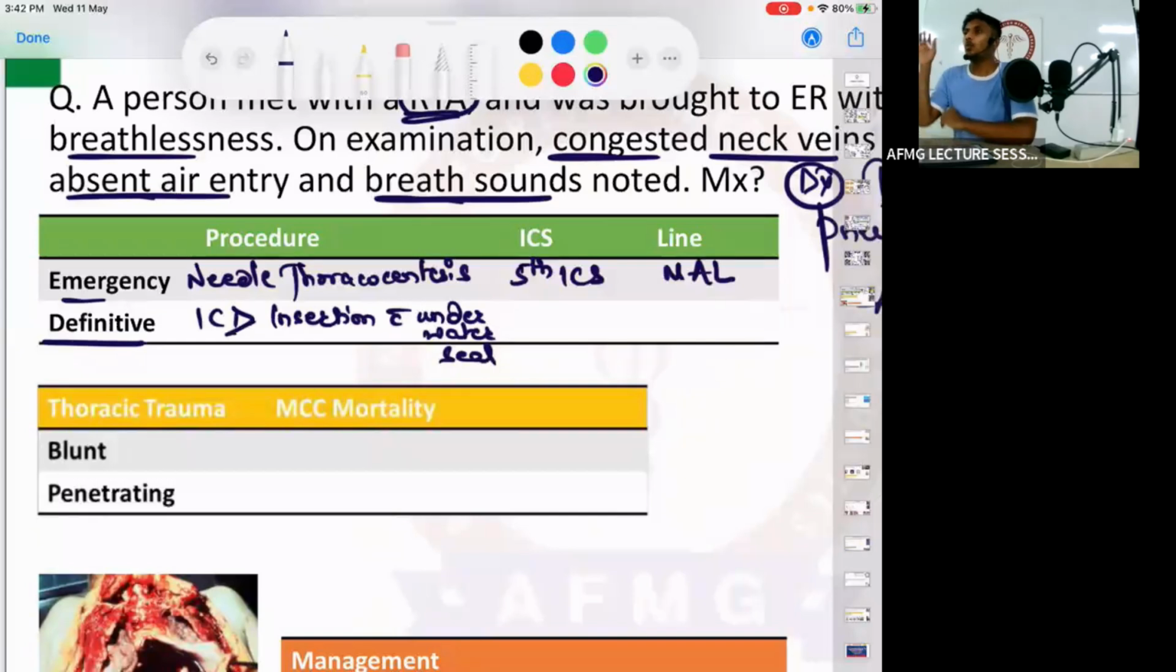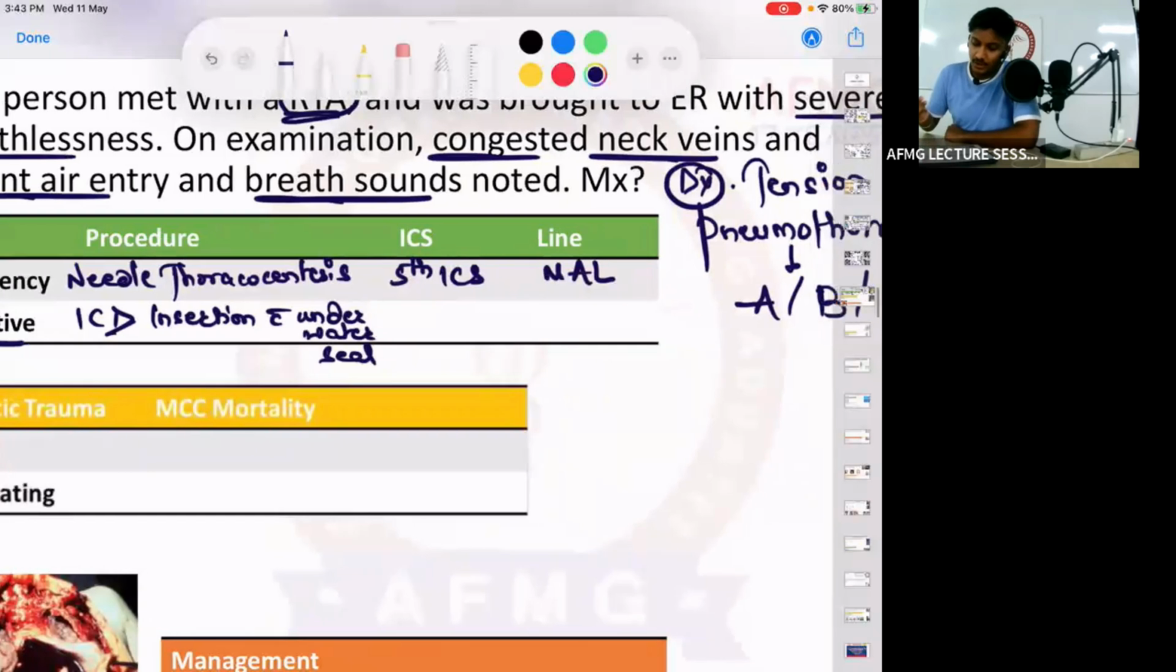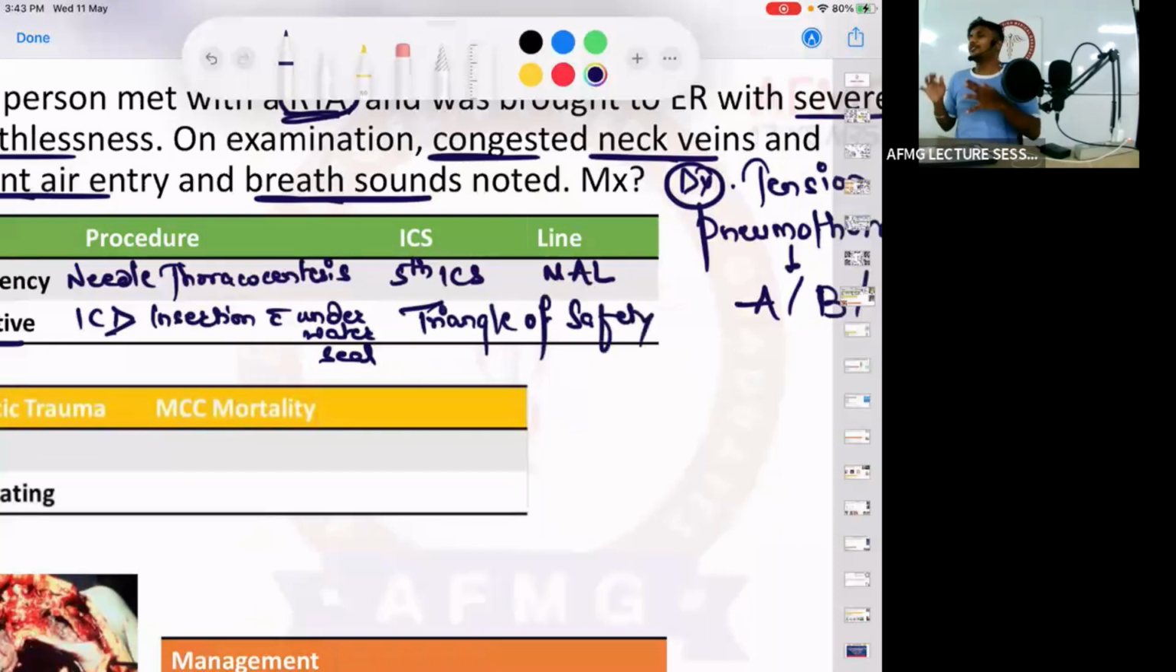So one end of the tube is inserted in the thoracic cavity. The other end is in the water. It will show bubbling. ठीक है? Then which intercostal space? Which line? So ये तुम बोल सकते हो, but usually we call it as the triangle of safety. Okay? So triangle of safety.